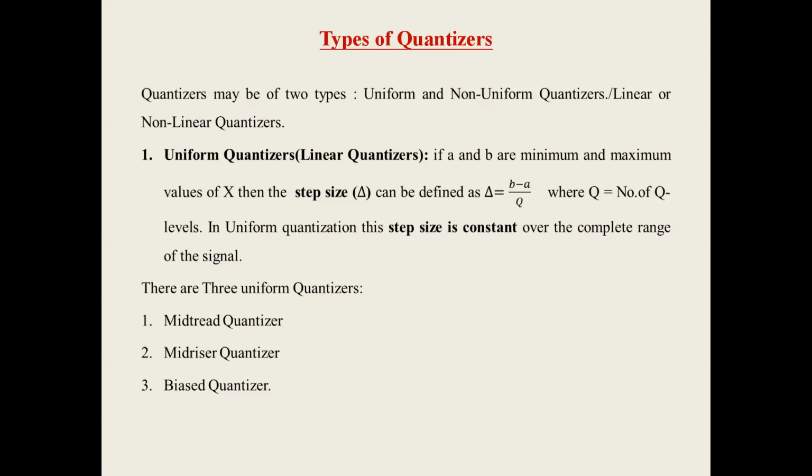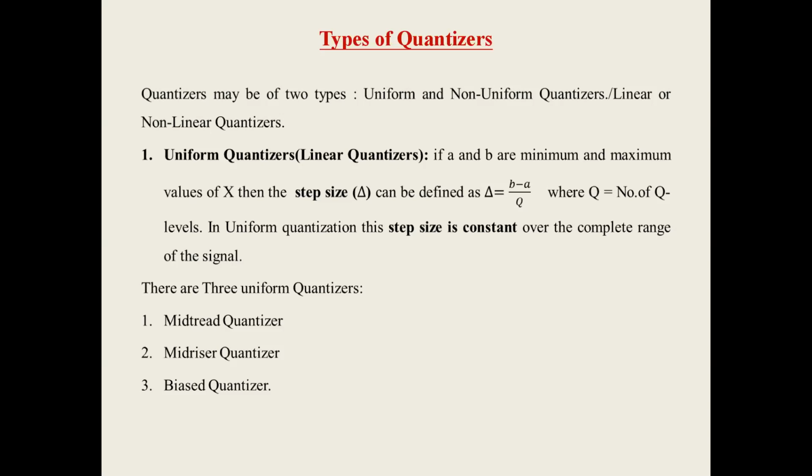This step size delta is constant over the complete range of the signal while we are performing the quantization. If we take the step size as a constant, fixed value throughout the process, and perform quantization based on that fixed value, then the quantization is called uniform quantization. And there are three different types of uniform quantizers.